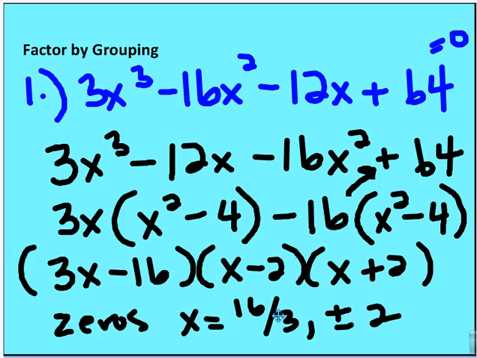Okay, next one you're going to do. I'm going to pause here. All right, possible roots, this is pretty straightforward. Plus or minus the factors of the constant over the leading coefficient. Plus or minus 1, 2 over 1. Plus or minus 1, 2. We're going to try plus 1.